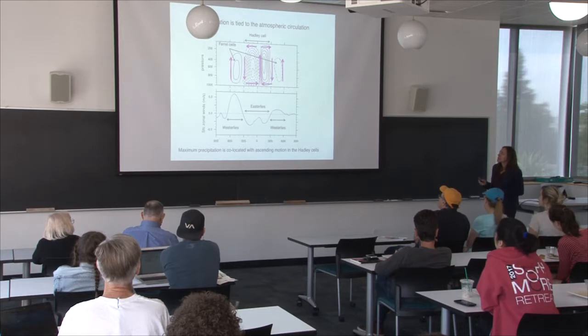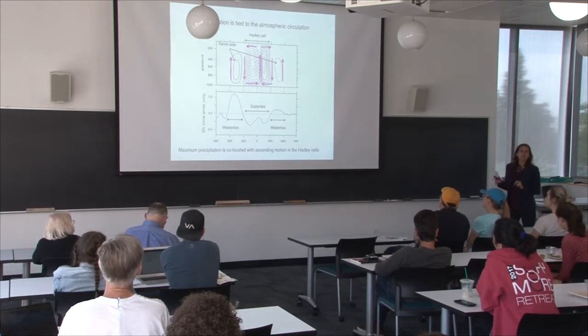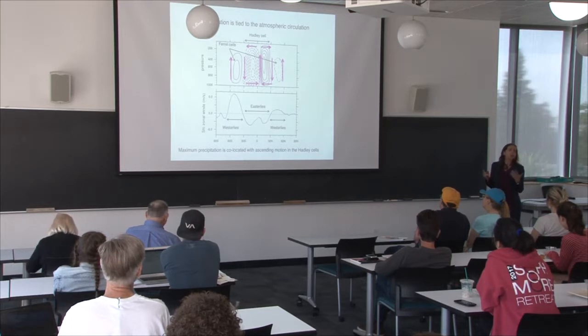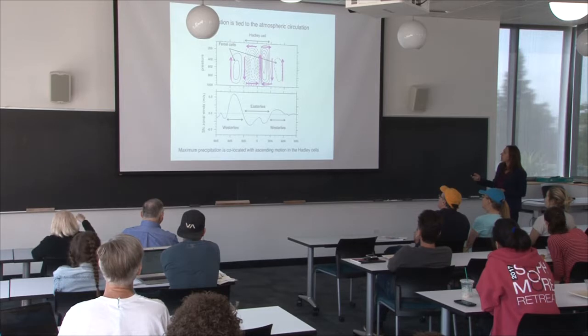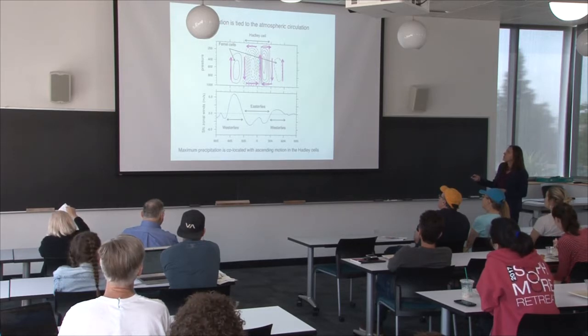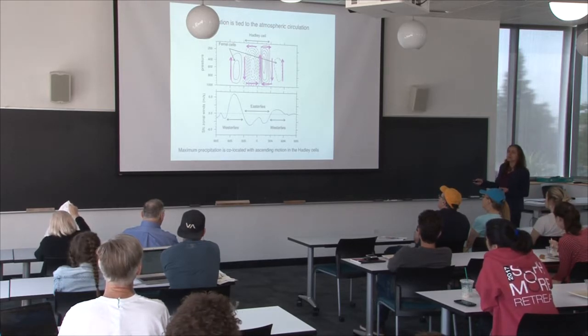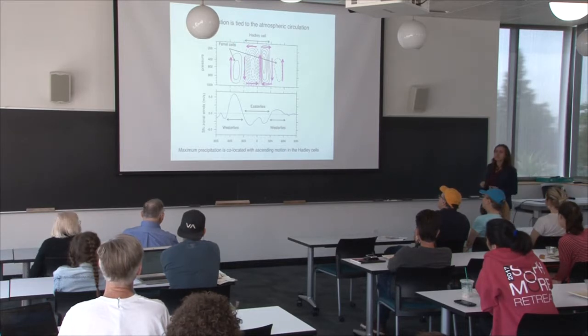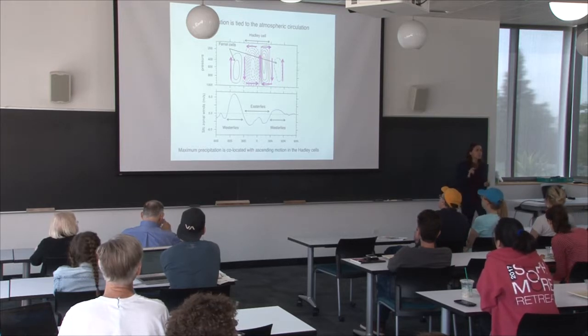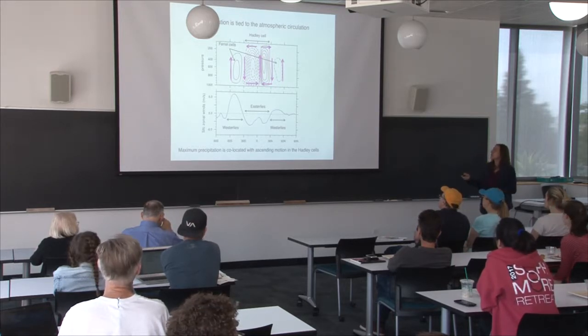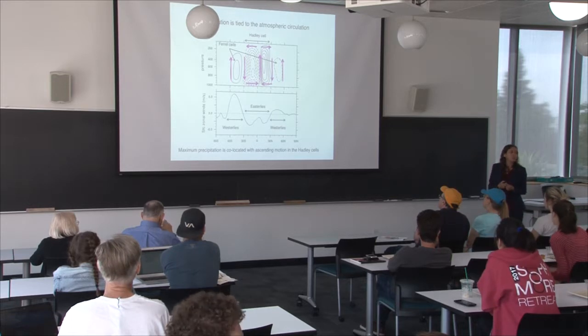Let me emphasize that this Hadley circulation is what, in jargon, we call thermally direct. What does that mean? It simply means that this is a circulation in which warm air from the surface goes up and colder air from higher up goes down. So this is a circulation that is what we expect, converting potential energy into kinetic energy of atmospheric motions.